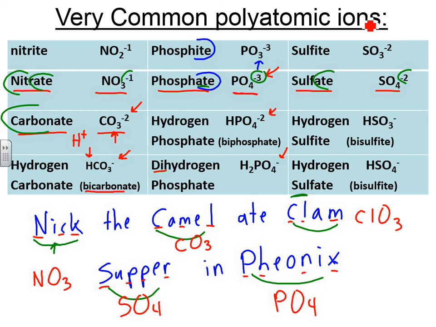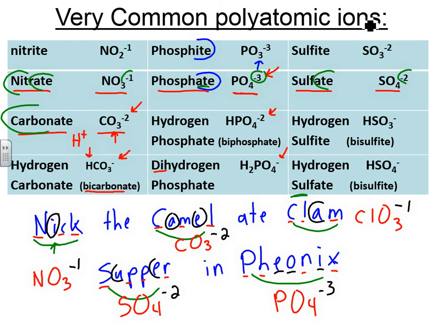The second part of it would be the vowels. The number of vowels tells you the charge. So in Nick, we have 1 vowel, that's a -1 charge. In camel, we have 2 vowels, that's a -2 charge. In clam, we have 1 vowel, -1 charge. In Phoenix, notice 1, 2, 3 vowels, that gives you a -3 charge. And again, in sulfur, you get 2 vowels, with a -2 charge. So this allows you to memorize the 5 most important polyatomic ions, and then you can derive the rest.